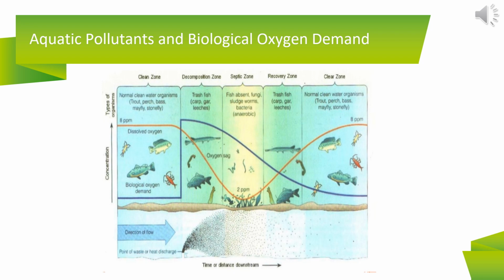The clear zone, we have our normal clean water organisms with a low biological oxygen demand and a dissolved oxygen that is up to 8 parts per million once again.